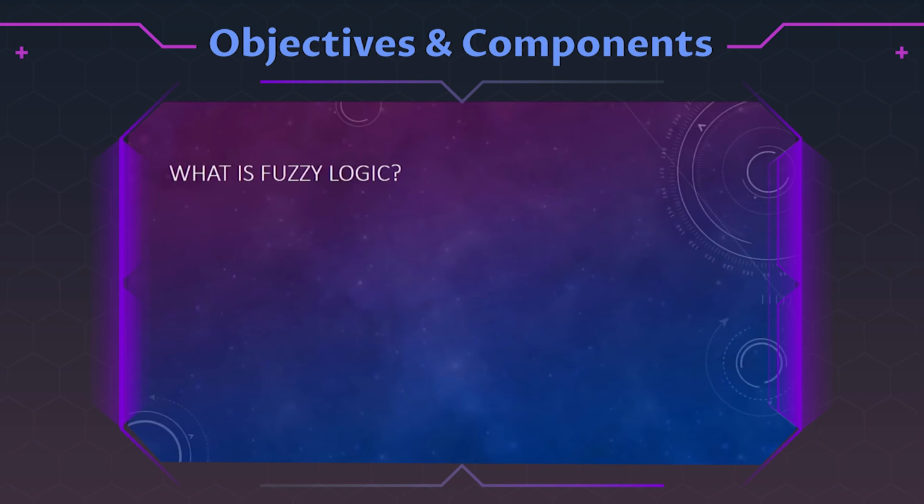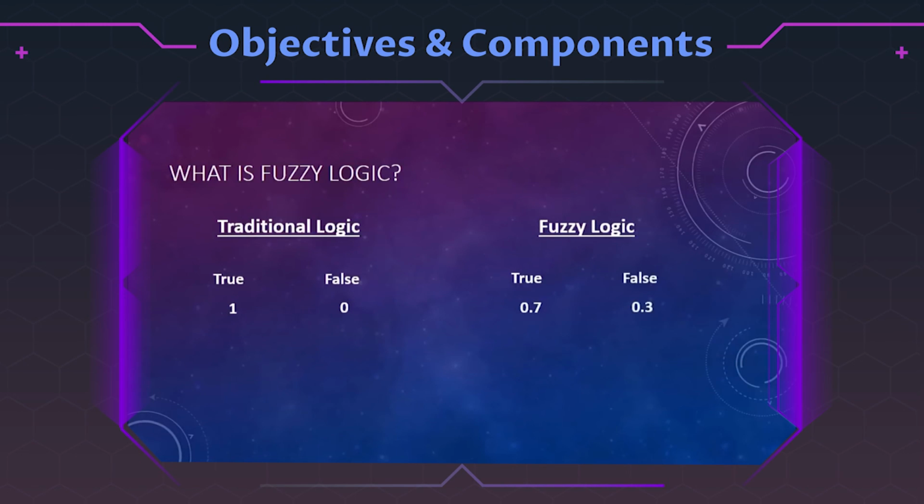So what is fuzzy logic? Well, first let's think about traditional logic. In traditional logic, something can be represented by either having a value of true, which is 1, or false, which is 0. In fuzzy logic, you can be anywhere in between 0 and 1, so you could have something that's true, but only partially true, with 0.7, or false, it's mostly false, with 0.3.